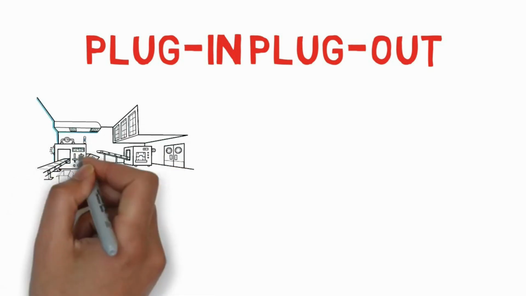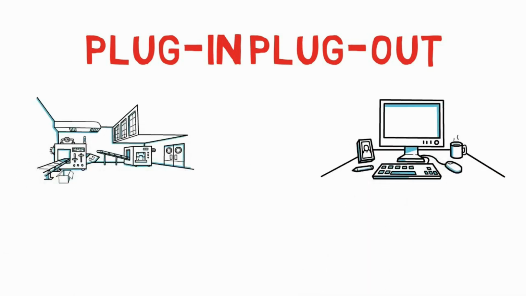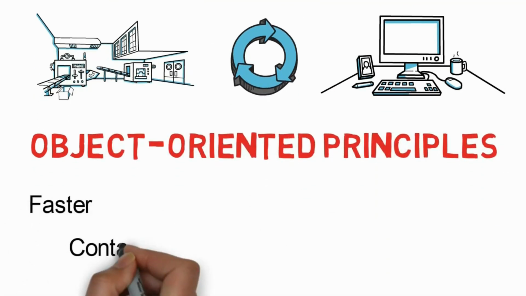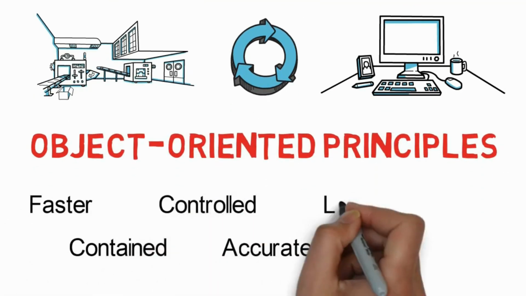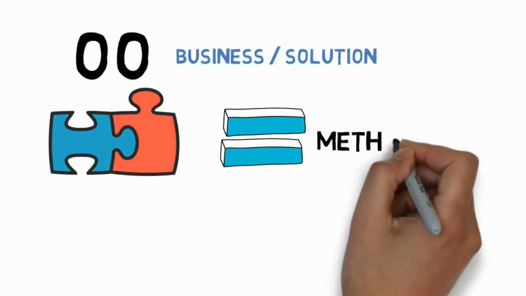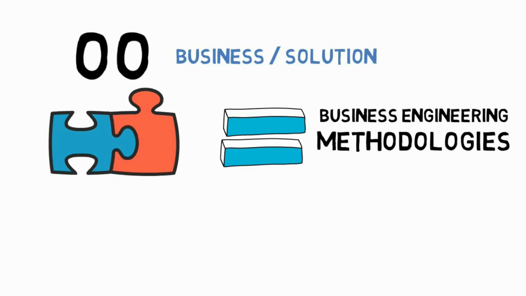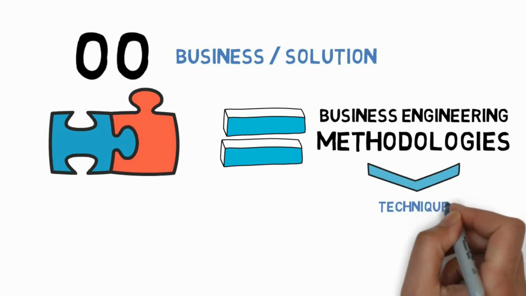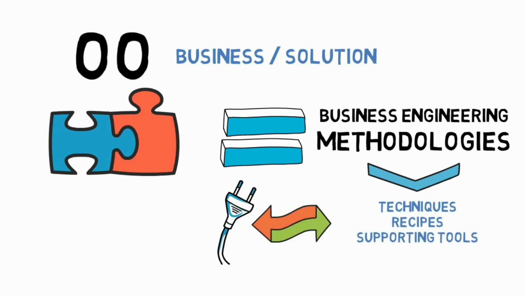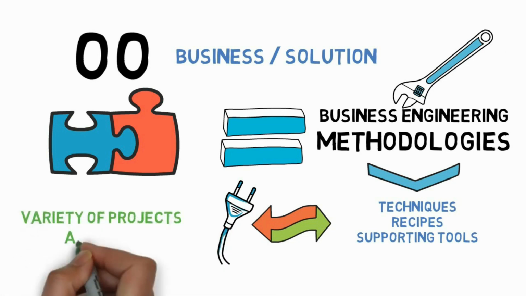Whether it's a machine on a production line, a component of a computer system, or a process cycle in your business, it should all adhere to object-oriented principles so that you can effect change faster, more contained, more controlled, more accurate, with less risk, and for cheaper. Object orientation is not only important in the business or solution space, but it's also required for all methodologies, especially business engineering ones. All business engineering methodologies should consist of componentry that has plug-in, plug-out capability. This capability enables a highly configurable and flexible methodology, applicable for a variety of projects in any field.